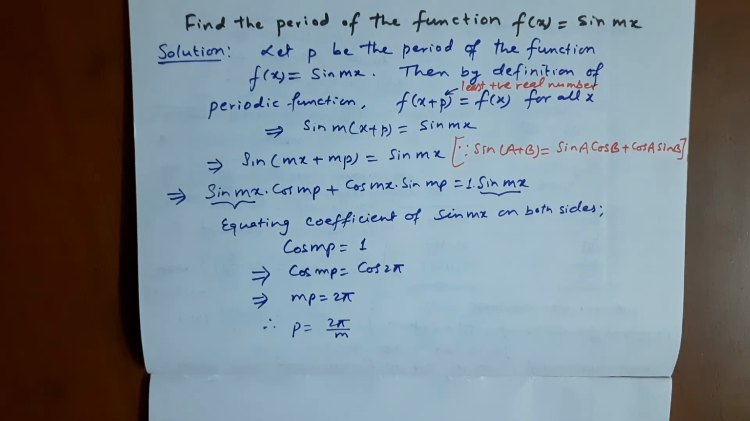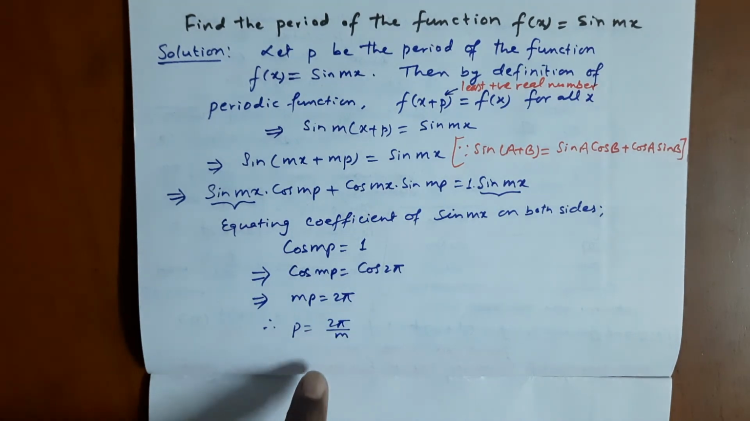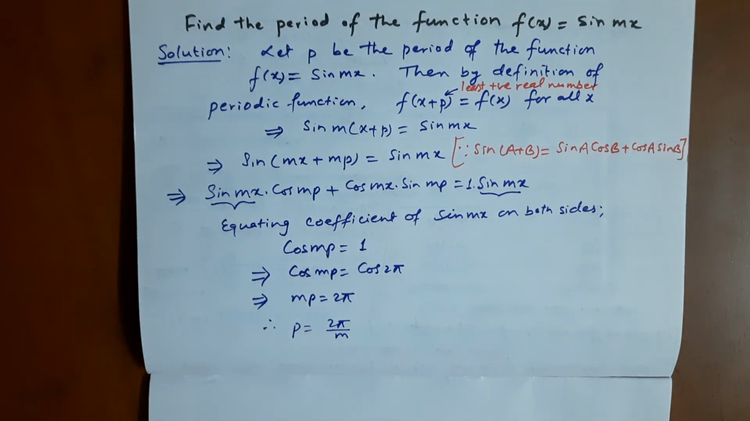Similarly, we can get the formula for the function f(x) equals cos(nx) or cos(mx) and f(x) equals tan(nx) also. So this is the method of finding the period. If the period is not remembered, then in rough we can find it and use it while solving the problem, or we can find the period in this way and show the function is a periodic function with this period.